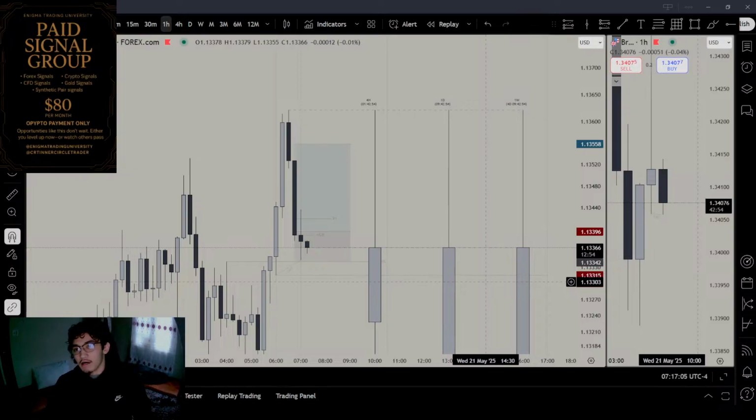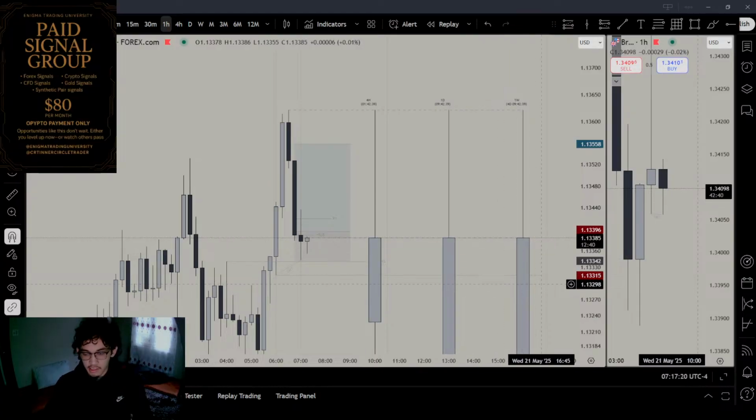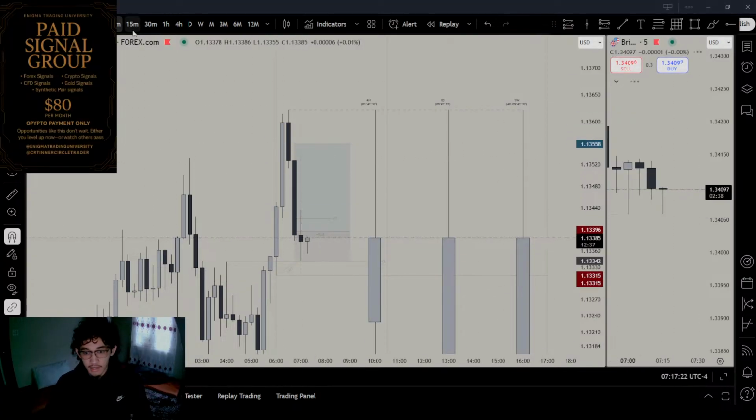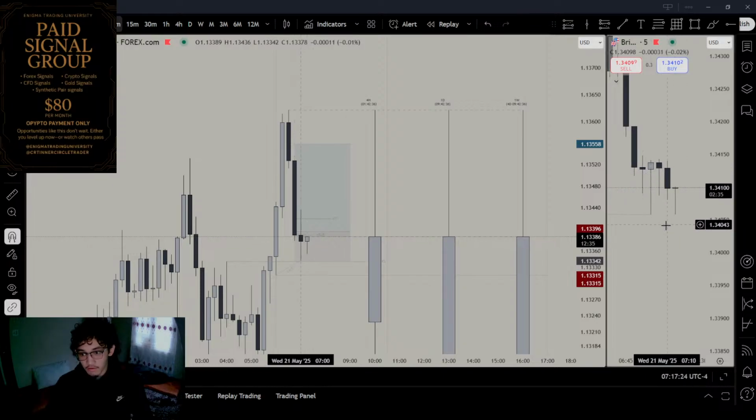Indeed, bruv. Gotta follow rules, yes sir. It looks like you want to make a new SMT here. This is why I hate trading GU, bro. If you're trading GU, you're getting clapped from left and right.